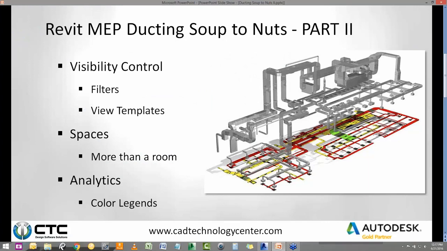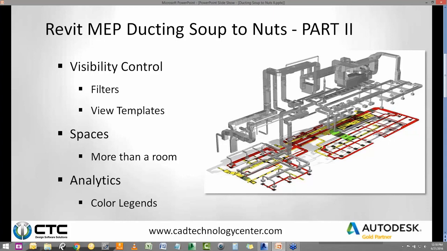Today we're going to focus on some different stuff and expand a little bit on what John talked about. We're going to talk mainly about visibility control, how to use filters and templates to control the visibility of ductwork. If you attended the piping and duct soup to nuts webinars, there was a lot of visibility control in those webinars. With ducting, it's not nearly as crucial as it is with piping, but we will still touch on it here because there are some valuable things to pull from that, as well as spaces.